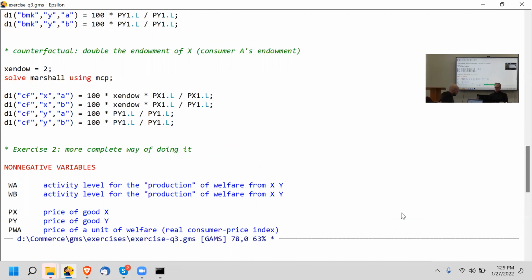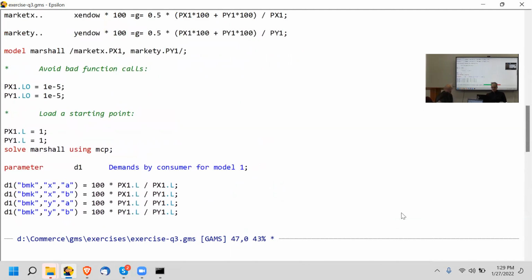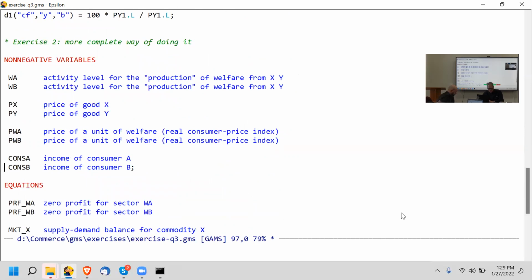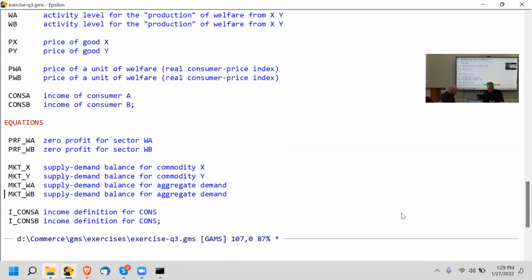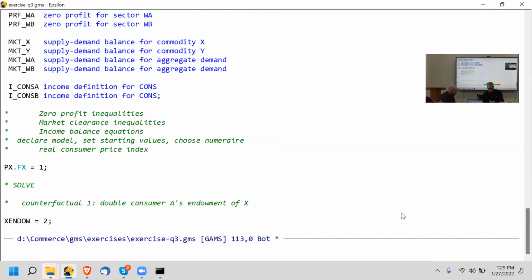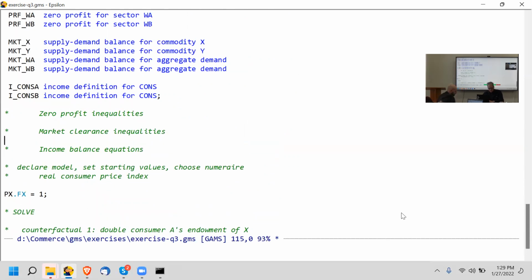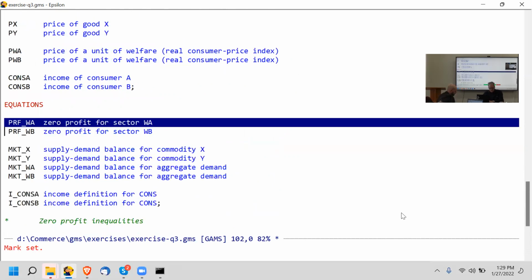So the income of agent 1 is going to be PX1 times endow. In our model, we simply have a simple representative agent consumer, whereas now we're evaluating what the individual consumer would demand at that point. The more complete way of doing it. So here we have variables WA, WB, PWA, TW, consumer incomes, all these guys. Zero profit, market clearance, income balance. Hmm. Okay, so here we have to basically copy these guys.